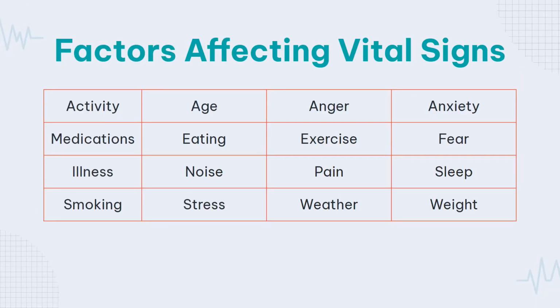Multiple things can affect vital signs. For instance, activity, a patient's age, anger, anxiety, medications, whether or not the patient is eating or drinking, exercise, fear, sleep, pain, noise, illness, smoking, stress, the weather, and a patient's weight.